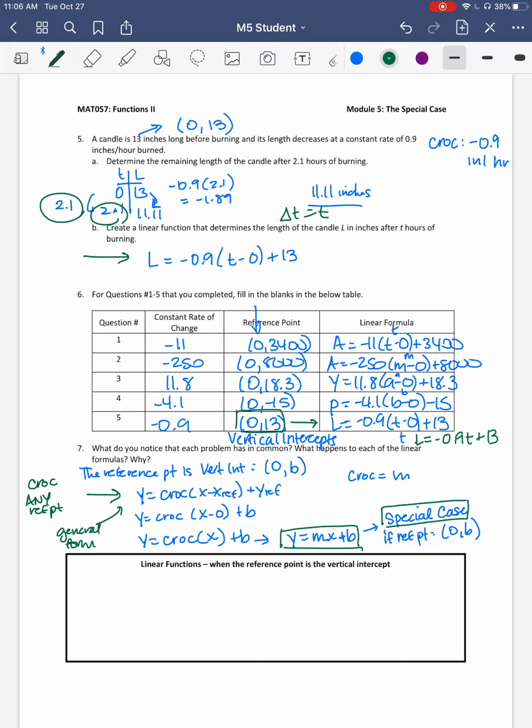So that's really what Module 5, the special case, is about: when my reference point is the vertical intercept, my general form simplifies down to this y equals mx plus b form that, again, probably most of you grew up learning and loving.